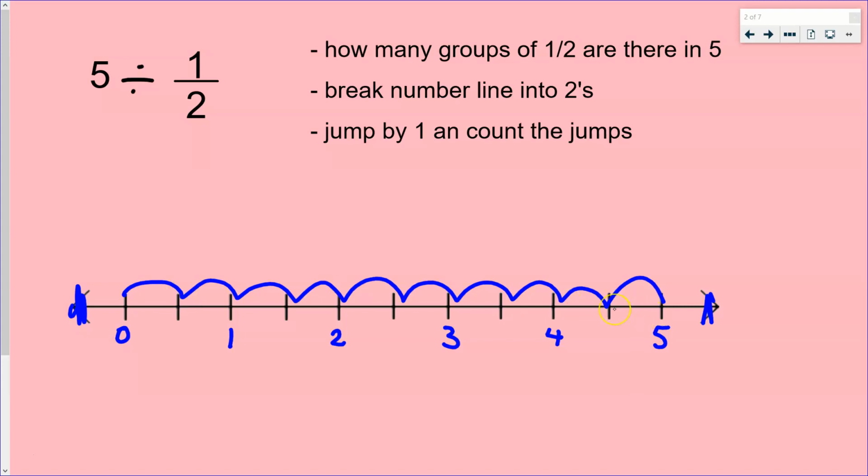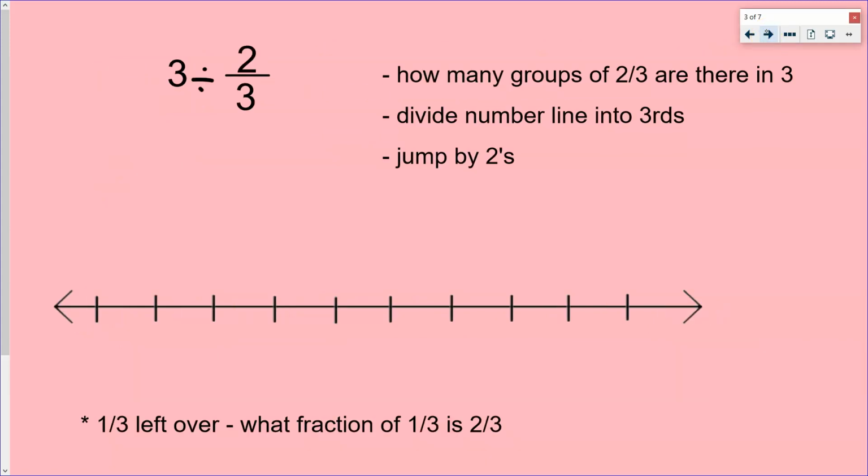Okay, I count all those up and it's 10. So my answer would be 10. 5 divided by 1/2 is 10. Stay with me here. Okay, let's do another one. 3 divided by 2/3. So how many groups of 2/3 are there in 3?